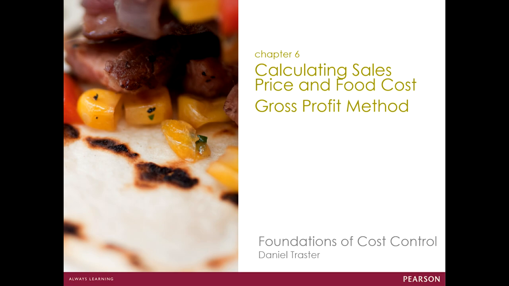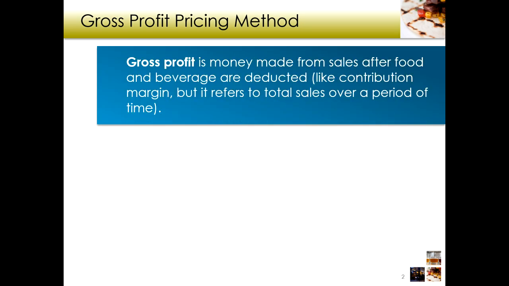So first off, what is gross profit? Well, gross profit is the money made from sales after food and beverage are deducted, like contribution margin, but it refers to total sales over a period of time. So what it is, is the dollar amount per dish that we sell. Go back to the hamburger. If our recipe costs us $2 and we were selling it for $10, then our gross profit is $8.